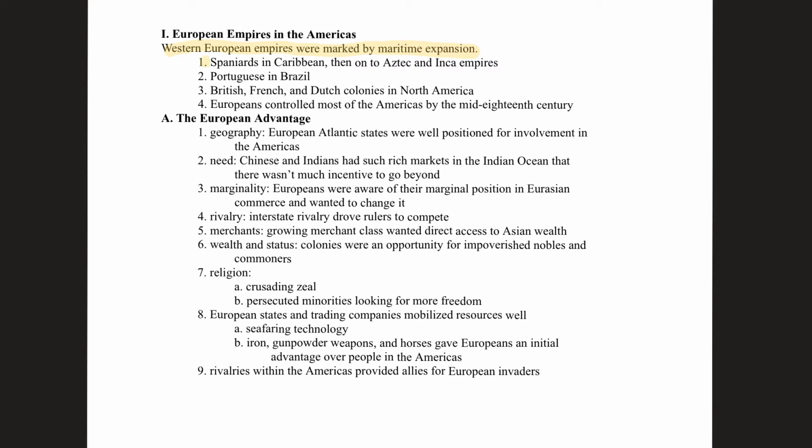Specifically, where are we going here? The Spaniards are going into the Caribbean and then onto the Aztec and Incan empires. The Portuguese are going to be in Brazil.